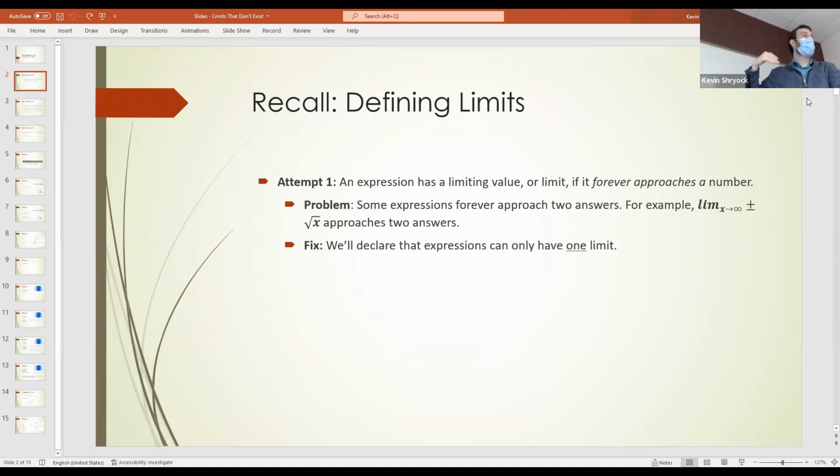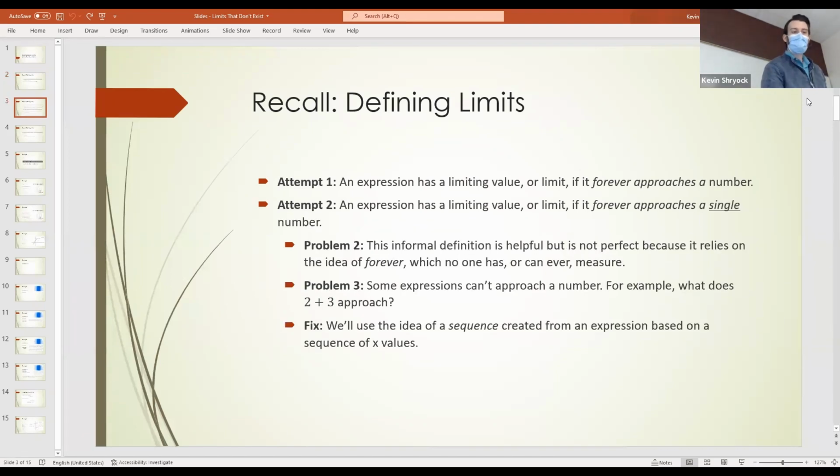So we decided, okay, let's go ahead and specify that it's not just about the things that I approach, it's about a single value that I approach. Single value. So that's the big first takeaway from limits. We're talking about one thing I approach. You can't approach two. So then we take a second attempt at trying to redefine this thing. We say an expression has a limiting value or a limit if it forever approaches a single number.